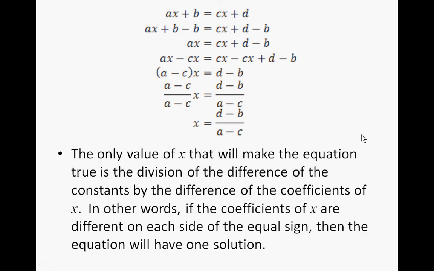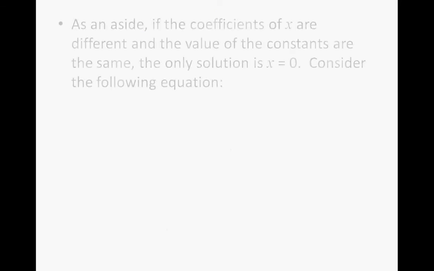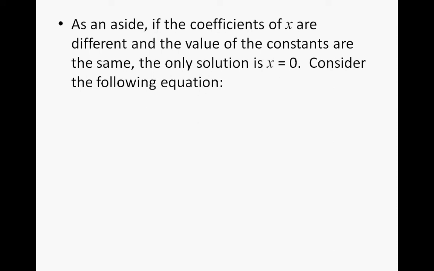So the only value of x that will make the equation true is the division of the difference of the constants by the difference of the coefficients of x. In other words, if the coefficients of x are different on each side of the equal sign, then the equation will have only one solution. As an aside, if the coefficients of x are different and the value of the constants are the same, the only solution is x equals 0.